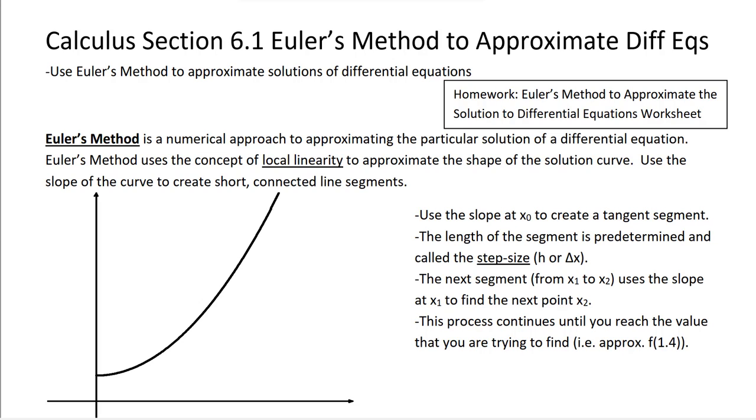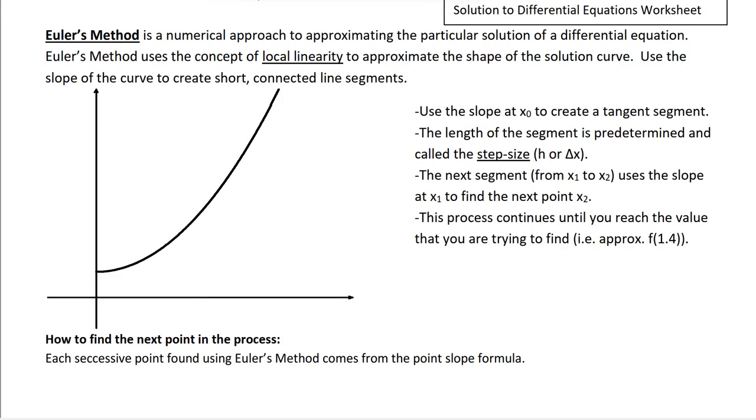Okay. Basically what's going on, Euler's method is a numerical approach to approximating the particular solution of a differential equation. It uses the concept of local linearity to approximate the shape of the solution curve. We'll talk about what that is. Use the slope of the curve to create short connected lines. So basically what happens is we are going to, let me scroll down a little bit here, use a slope at some arbitrary point to create a tangent segment.